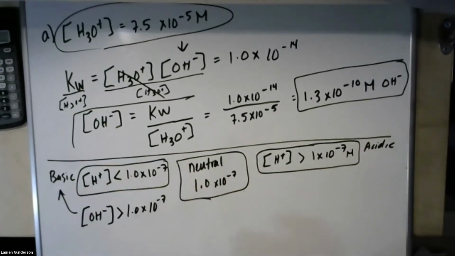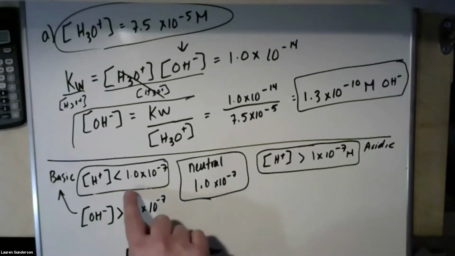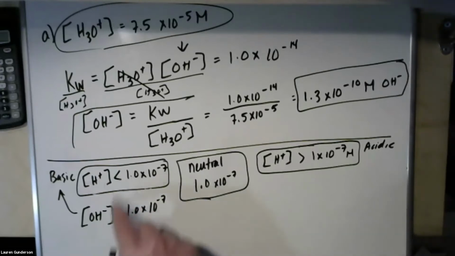But if my hydroxide ion concentration is greater than 1 times 10 to the negative 7, then automatically my hydrogen ion concentration is going to be less than that. Because when I multiply these two things together, I still have to get my Kw value back out. So the concentration of one thing is going to be dependent on the concentration of the other. So this opposite relationship here should make sense.